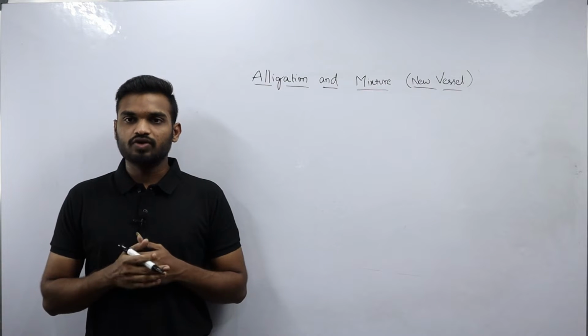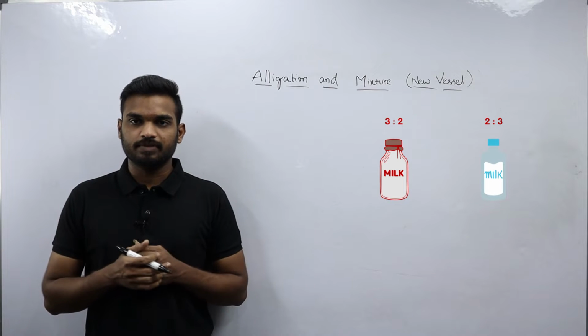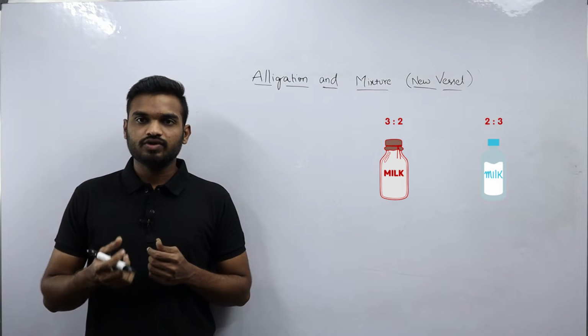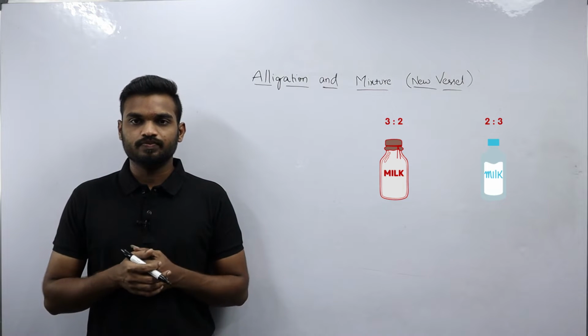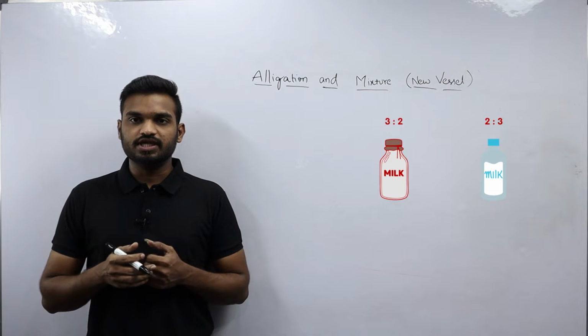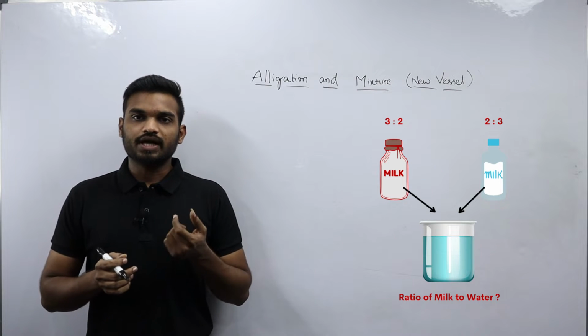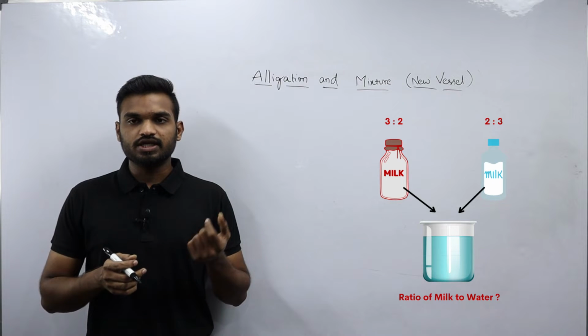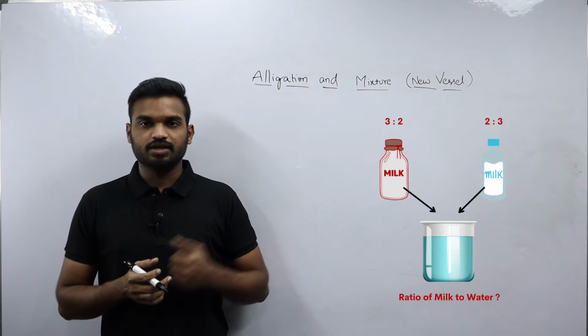Suppose I have one quantity of mixture that contains milk to water in the ratio of 2:3. And I also have another quantity of mixture that contains milk to water in the ratio 3:2. Now I need to mix both the quantities and pour them into a new vessel. What is the ratio of milk and water in that new vessel? This is the concept behind new vessel in alligation and mixture.